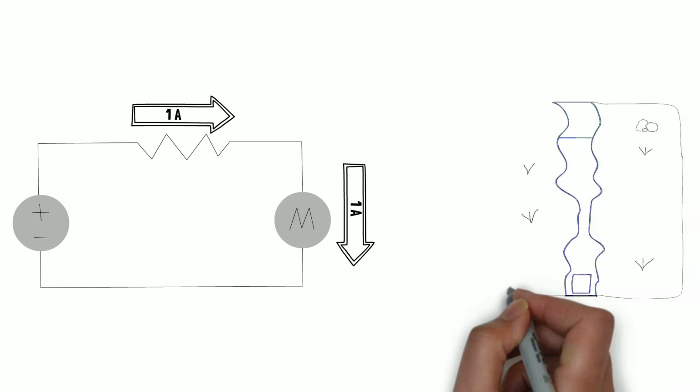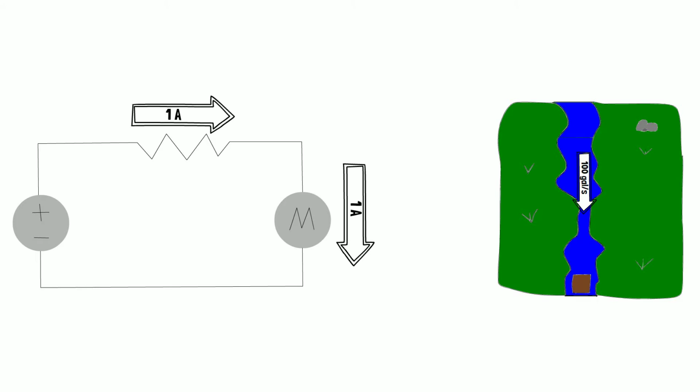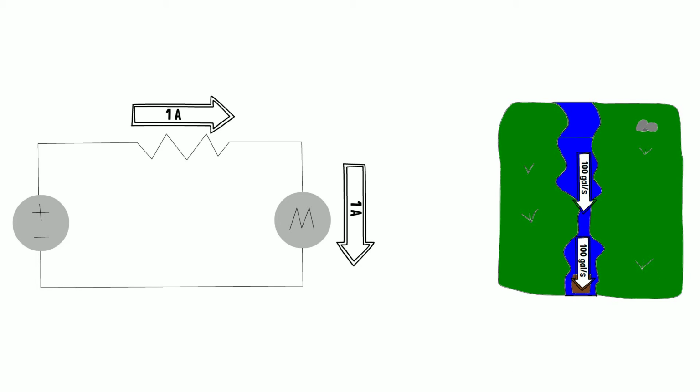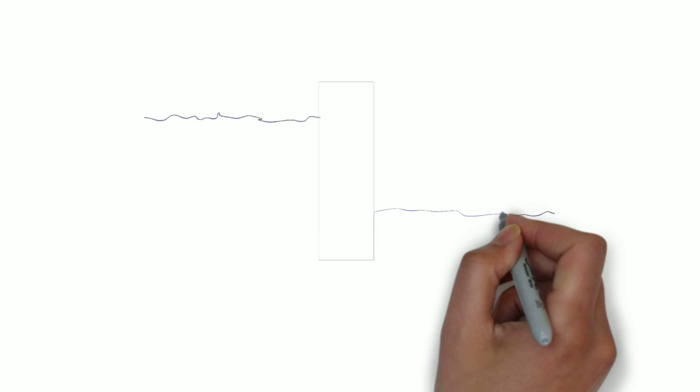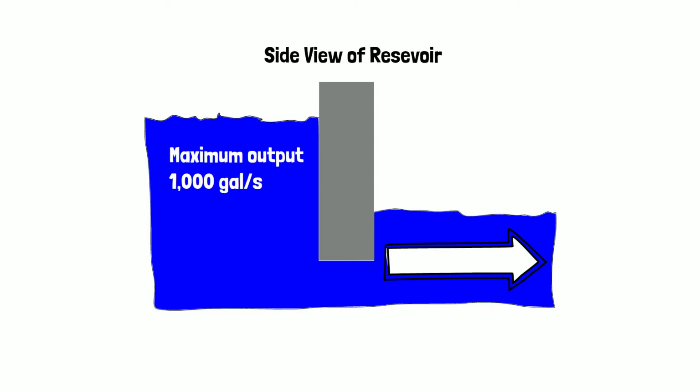Much like in our river example, if there's 100 gallons per second flowing through this narrow portion of the river, then there must be 100 gallons per second flowing through this water wheel. But what determines how much water is flowing through a river? Further up our river is a reservoir and dam capable of supplying 1,000 gallons of water per second. If it can supply 1,000 gallons per second, why is only a tenth of that flowing through the river?